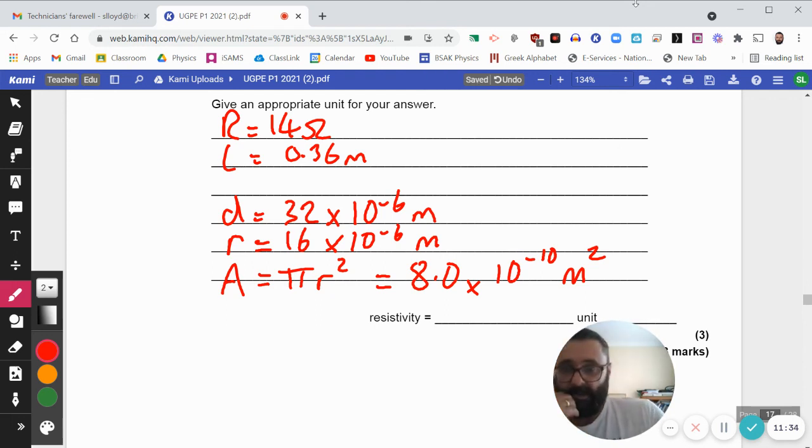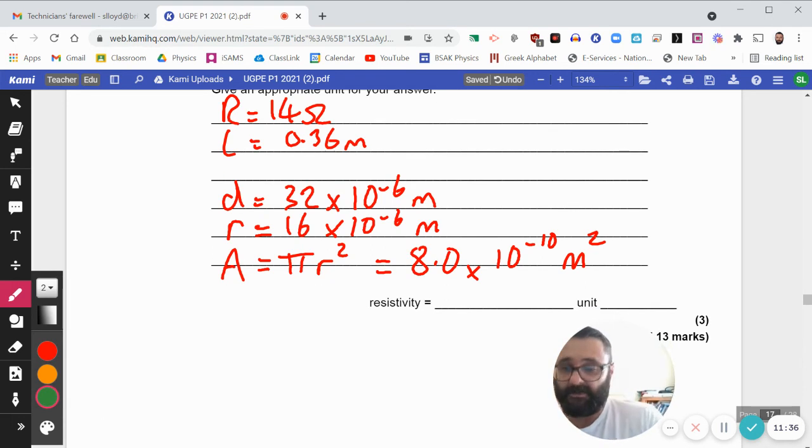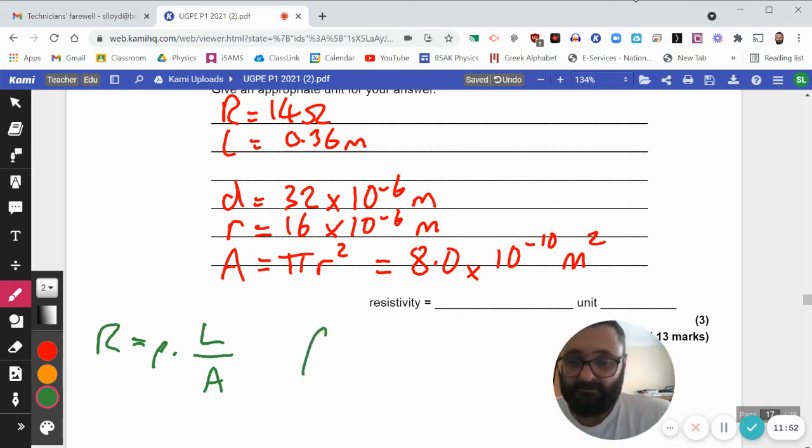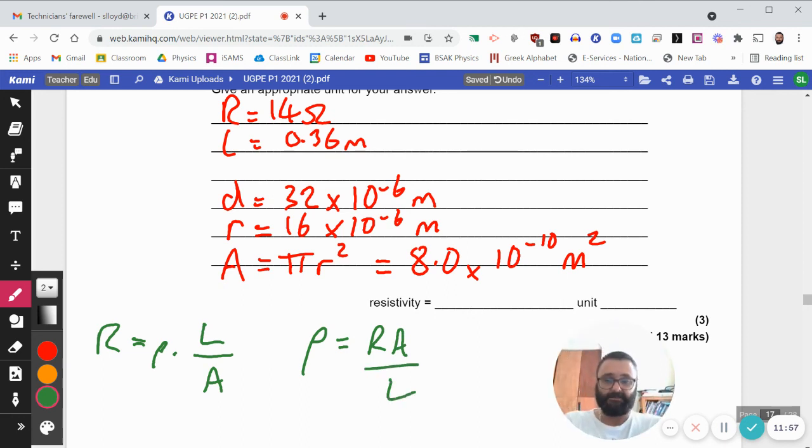Okay, right, we now need to do our resistivity calculation. The equation is, right, resistance is directly proportional to length, inversely proportional to cross-sectional area. The constant of proportionality is resistivity, rho. Okay, rearranging this. Rho is RA over L, isn't it? Putting those values in gives us a resistivity of 3.12 times 10 to the minus 8.